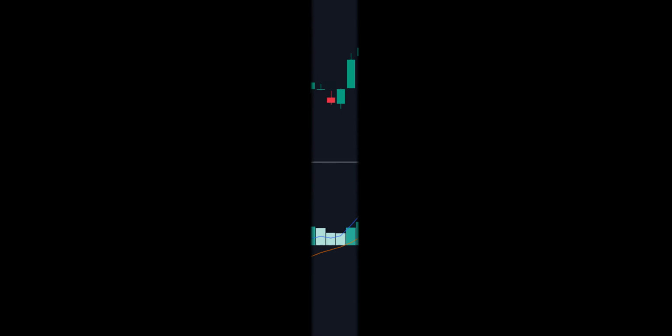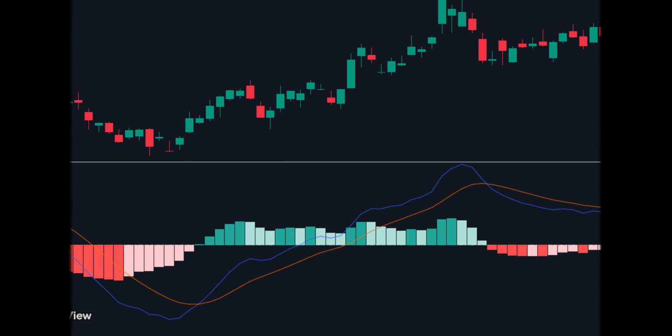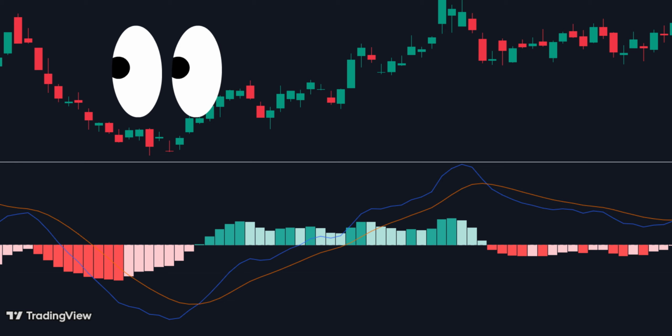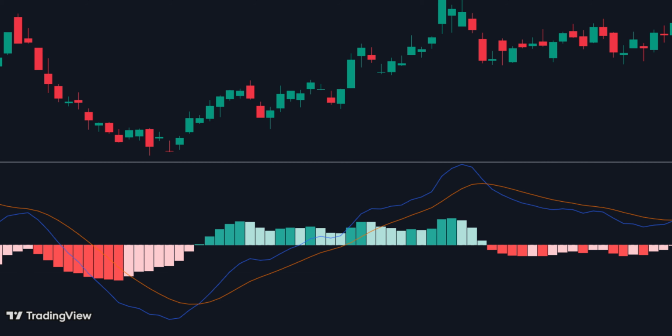Technically, you can use the MACD without the histogram since the crossover of the MACD line and signal line is enough to generate signals. However, I prefer to keep the histogram displayed because there are times when it provides valuable insights into momentum strength, making it a useful addition to the strategy.